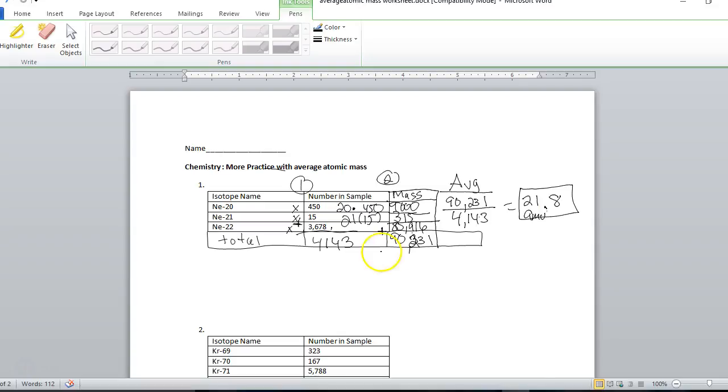But just to see if your answer makes sense, look and see which number in sample was the biggest one for your given mass. So in this case, neon 22, we're close to 21.8 with 22.